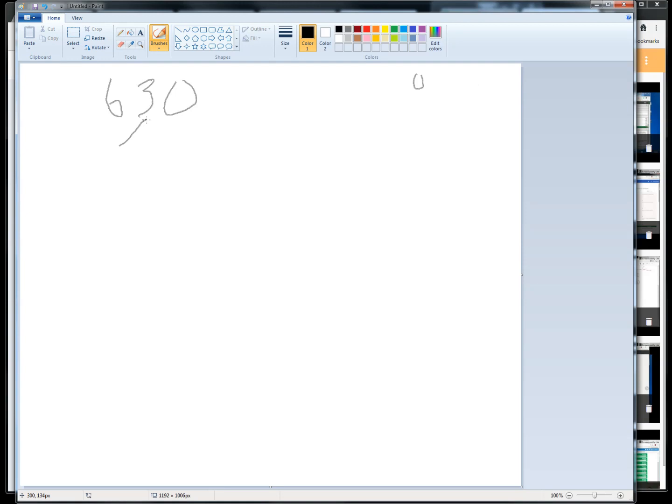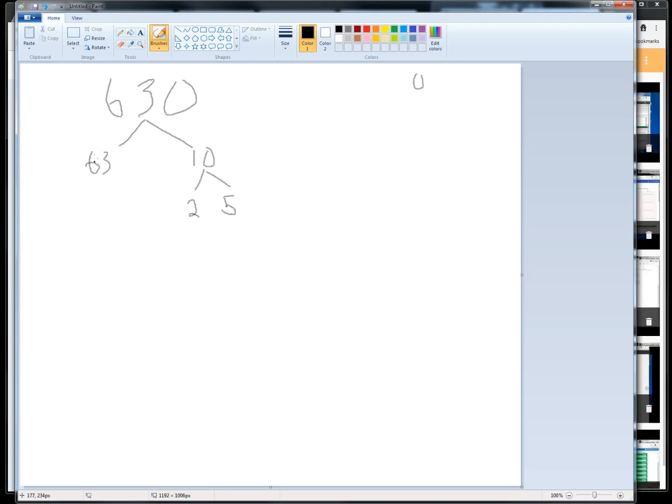So what you can do is split this into 63 and 10. And then whenever you have a 10, you can split that into 2 and 5. 2 and 5 are prime numbers, so we're done with this leg of our factor tree. Then we look at 63.